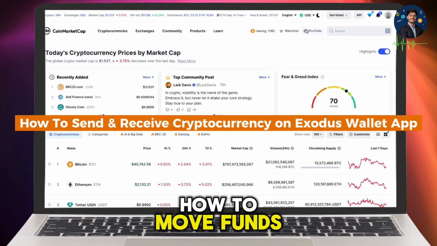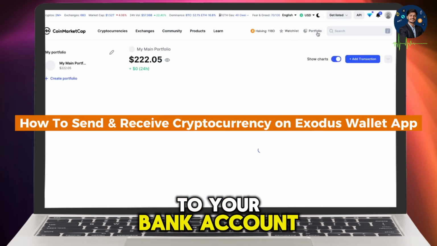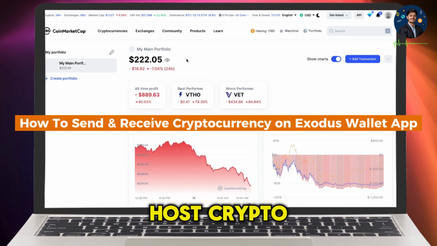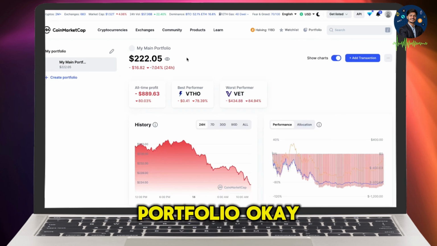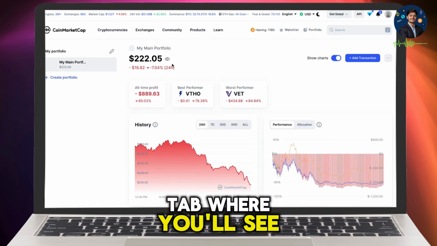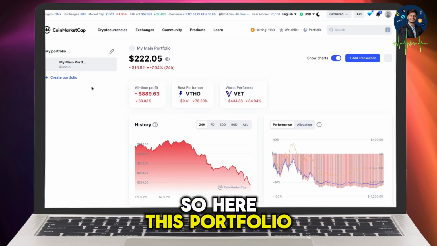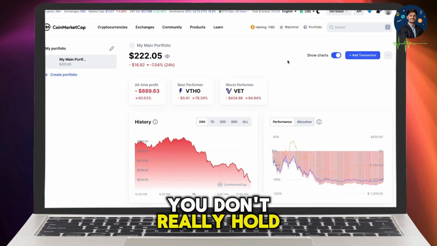Today I will show how to move funds from CoinMarketCap to your bank account. CoinMarketCap doesn't host crypto, you only build a portfolio. Okay, so tap the portfolio tab where you'll see your holdings. So here, this portfolio is just for tracking. You don't really hold assets here.